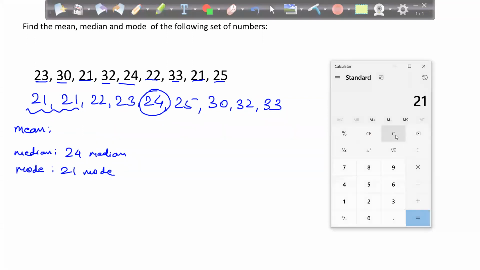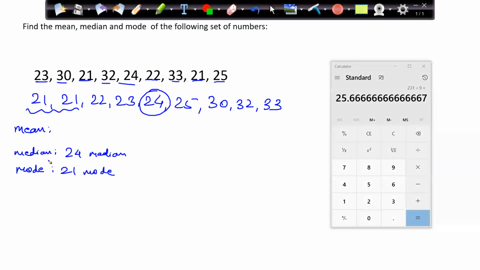So 21 plus 21 plus 22 plus 23 plus 24 plus 25 plus 30 plus 32 plus 33, divided by 9. So that comes out to be 25.67. So my mean comes out to be 25.67.